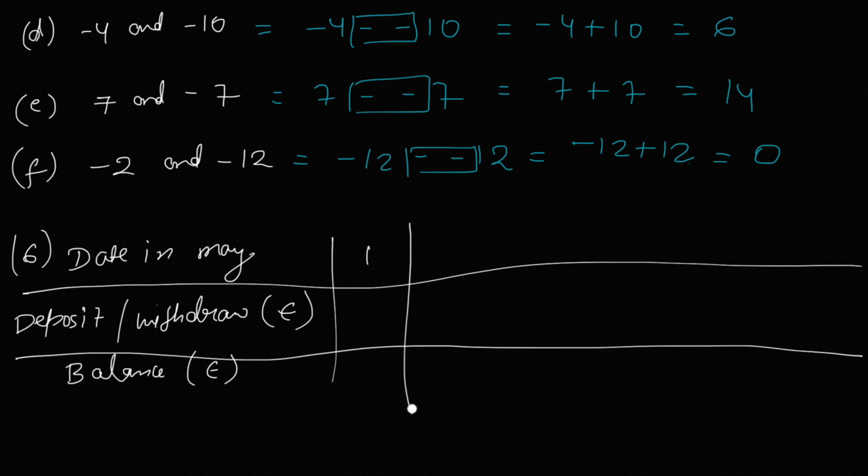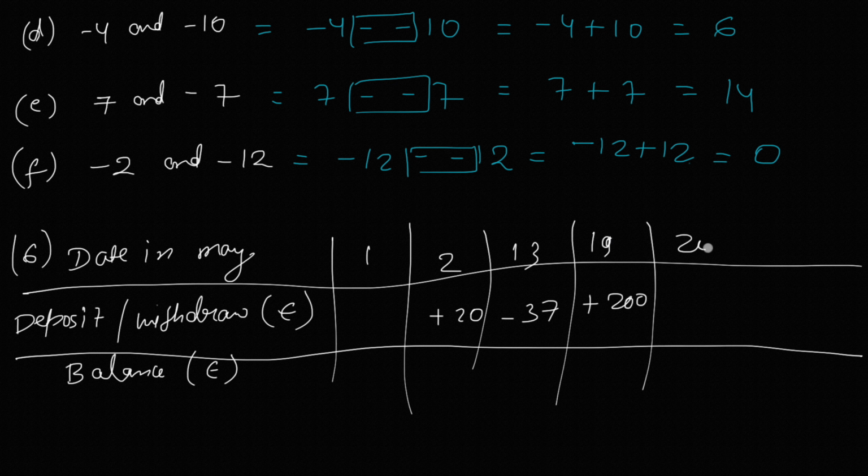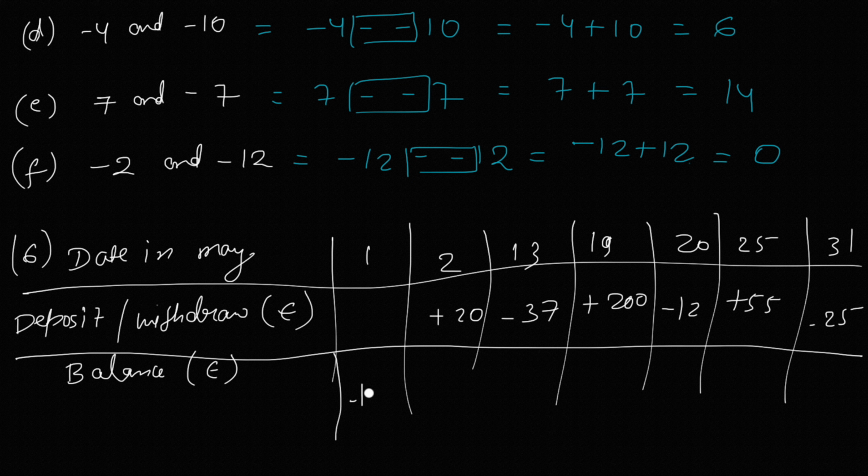Okay, so it's 1 here, 2 plus 20, 13 minus 37, 19 plus 200, 20 minus 12, 25 plus 55, 31 minus 25. Here is minus 128. So we have to find the balance.